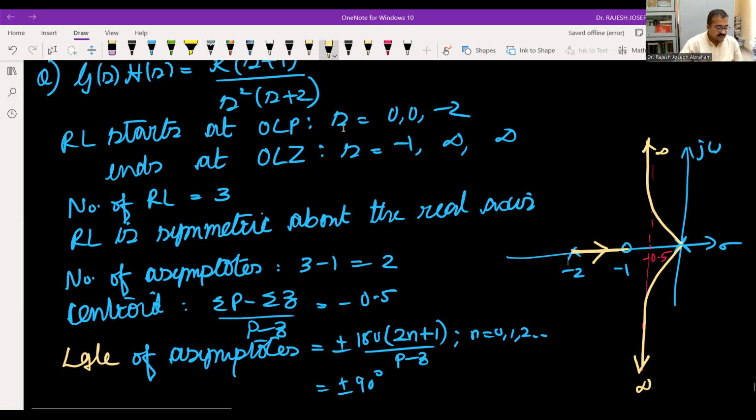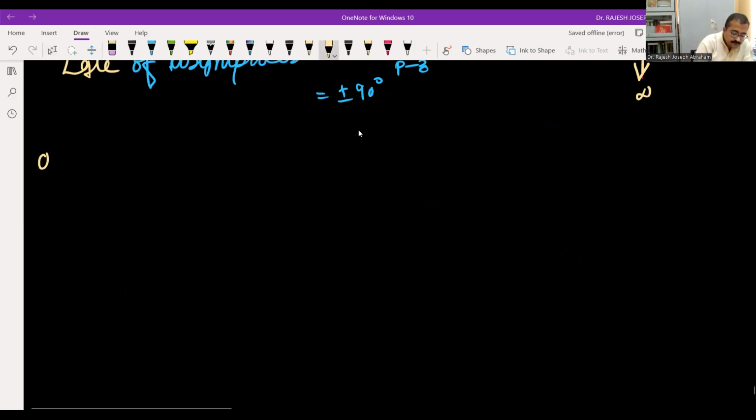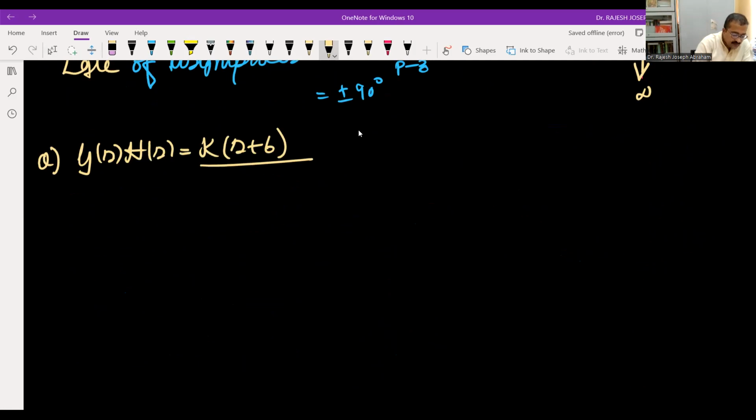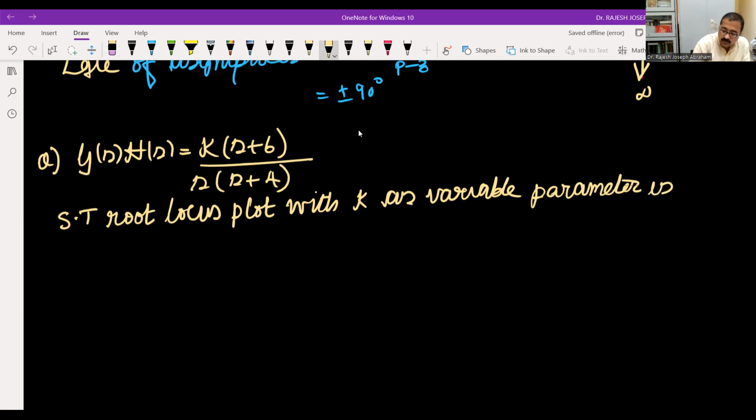Right? Let us try another example. Question: G(s)H(s) equals K into (s plus 6) divided by s into (s plus 4). This is the question. Show that the root locus plot, with K as the variable parameter, is a part of a circle.